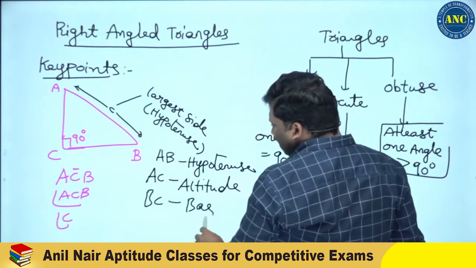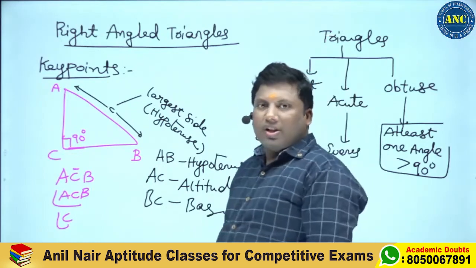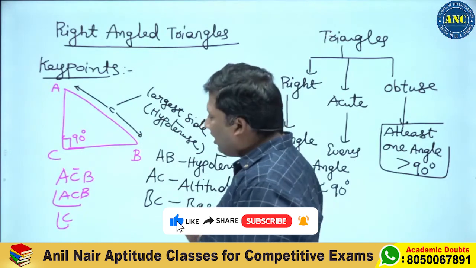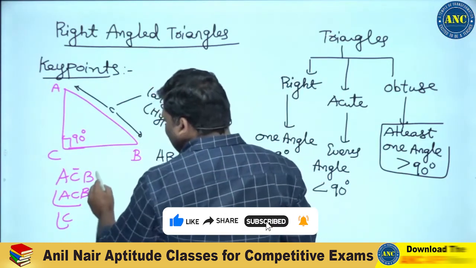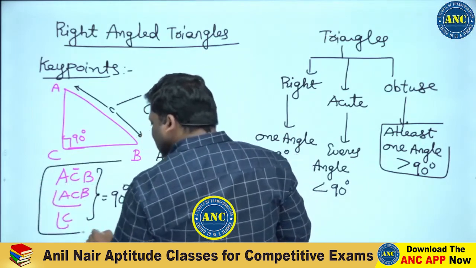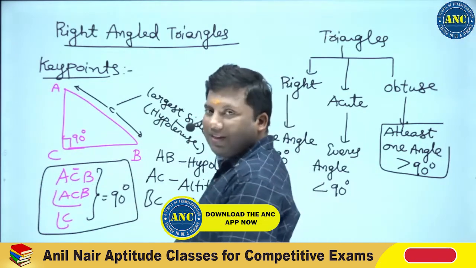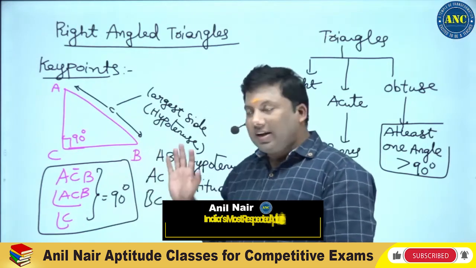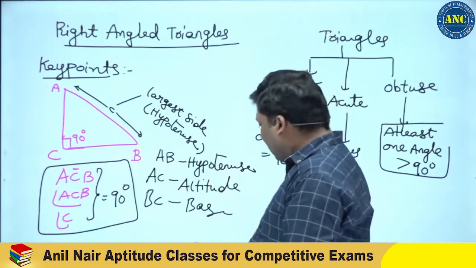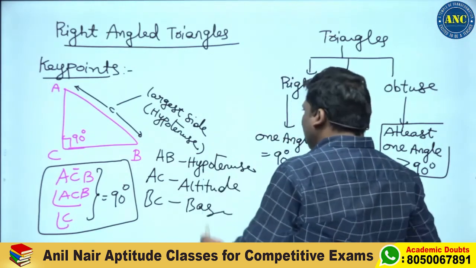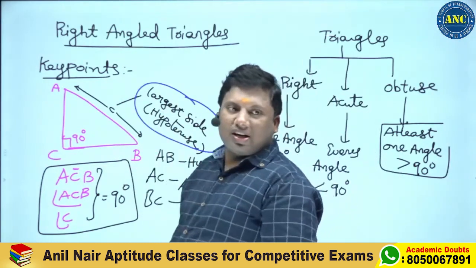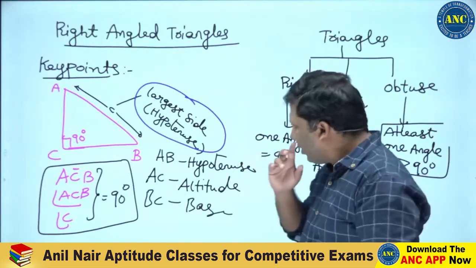In the first class we will discuss all these terminologies. Listen very, very carefully. ABC is a right angled triangle in which one angle is 90 degrees. In a triangle, if one angle is 90 degrees, then the triangle is called the right angled triangle. So in a right angled triangle, the largest side is always the hypotenuse. I hope this point is clear.